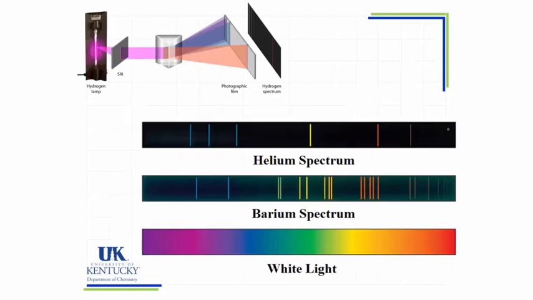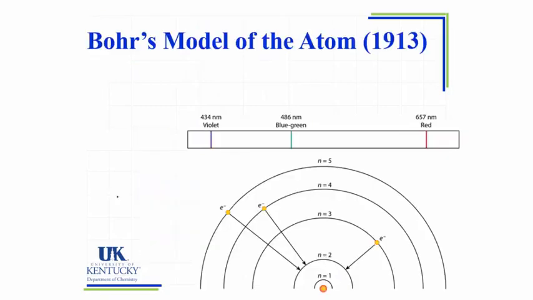Now here is a helium spectrum, which is different than the hydrogen spectrum. It's got a few more lines. The barium spectrum has even more lines. Now if you passed white light through the prism, you'd see all the various colors of the rainbow that you see there at the bottom. So we're just producing light at very specific wavelengths.